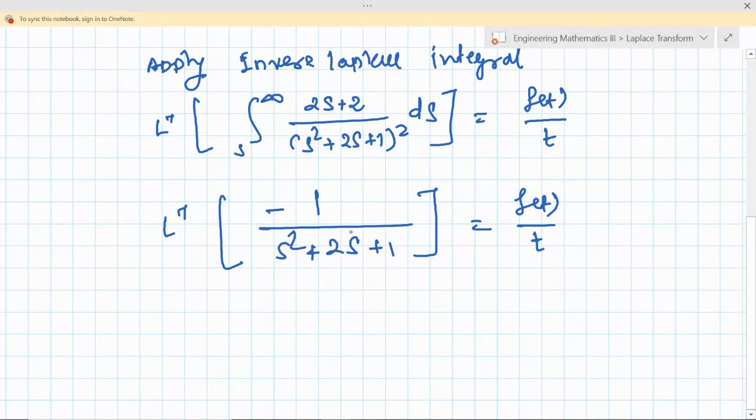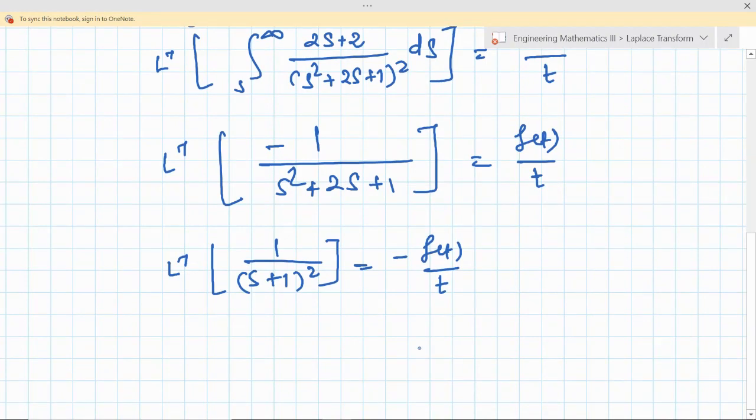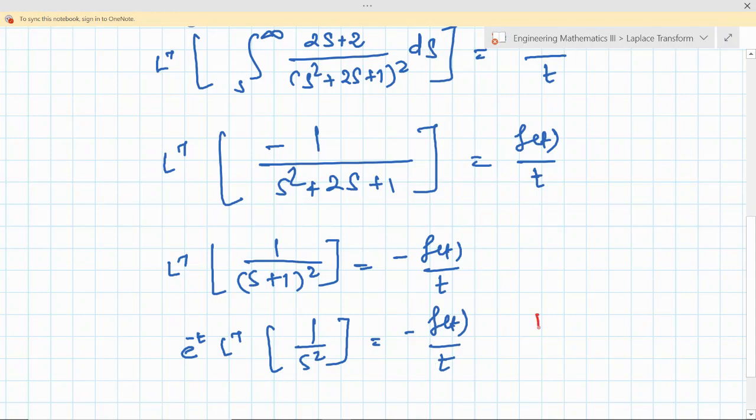Now, what is the inverse Laplace of this? The minus sign we just shifted over here. So this is nothing but the inverse Laplace of, what is the expansion here, it is (s plus 1) bracket square. So this is nothing but minus f of t divided by t. The minus sign we have shifted. Now you just use the first shifting theorem here. By the first shifting theorem, we need to shift e raised to minus t outside, inverse Laplace of 1 upon s square. This is nothing but minus f of t upon t.